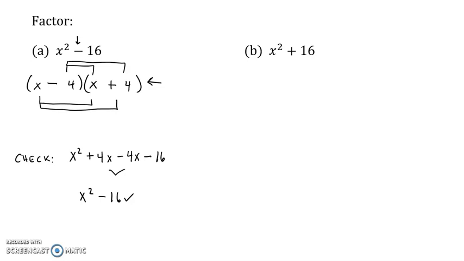Let's go ahead and take a look at part B. This time you'll notice it's a little bit different. We've got x squared plus 16. So we do have perfect squares with the x squared and the 16. However, we have a positive sign there between the two. So this is not something that we can factor, right? It's not a difference of perfect squares. It's not a subtraction sign there. So this one is actually considered to be prime. Prime is another word for a problem where we're not able to factor it.